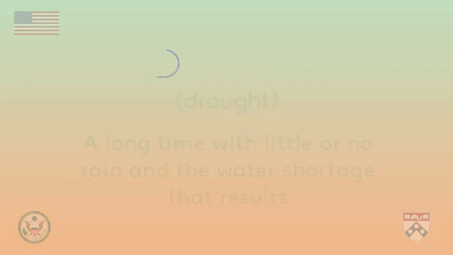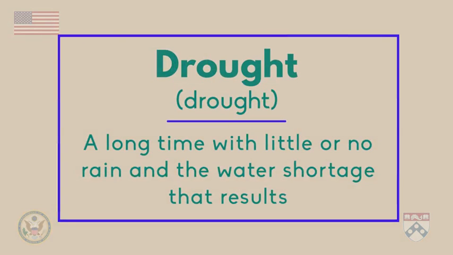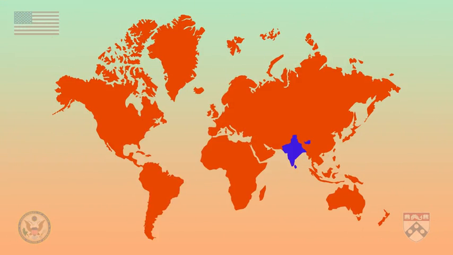Drought means there is a long period of time with little or no rain, and there is a water shortage as a result. The year 2016 was the hottest year on record, impacting global weather patterns. Consequently, many parts of the world suffered from drought. India, Latin America, California, and parts of Southeast Asia have all suffered from heat waves and drought recently.